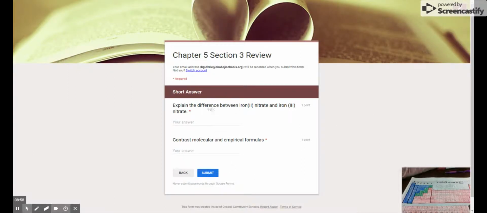This portion, remember that this explains the difference between an iron nitrate and an iron 3 nitrate. Remember the difference here is that the charge of the first one is +2 and the charge of the second one is +3. Molecular is how many atoms are present, and empirical tells you the lowest whole number ratio of atoms present.